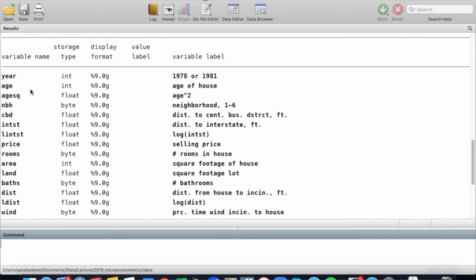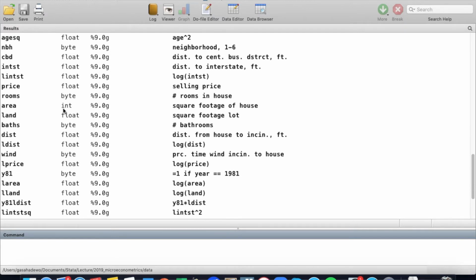We have here the age of the house in particular, the squared age of the house, an indicator of neighborhood, the distance to the central business district, the distance to the interstate, which is the highway, the log of the interstate distance, selling price, and so on and so forth. So we have a lot of variables that we can use for the estimation of the impact of the incinerator. However, for the first exercise, I think we want to do a simple difference, or a with and without analysis.